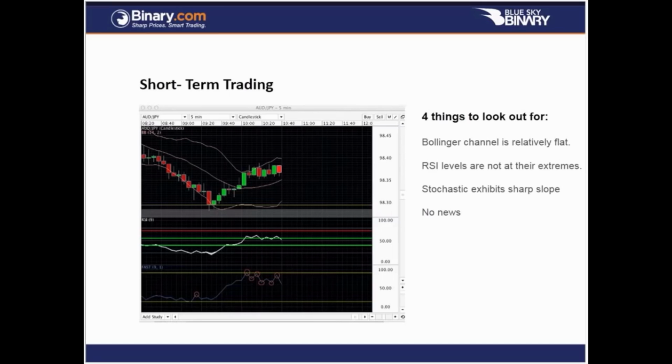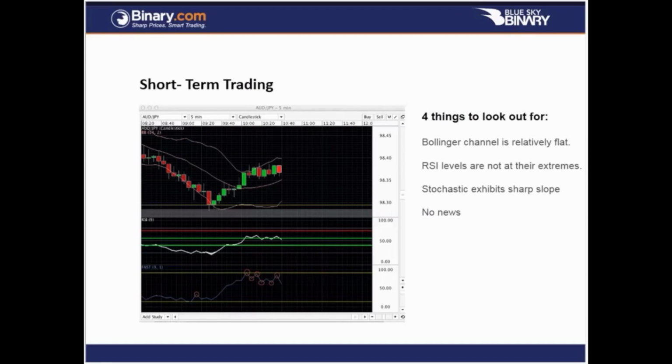First of all, you should be looking at the Bollinger channel being relatively flat. So you see here, this is the channel. Here it's trending, it's sloping, so this is not a good channel. Here though it's relatively flat. So this is a good enough Bollinger Band channel.